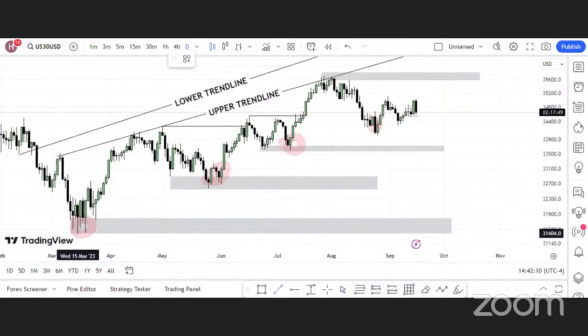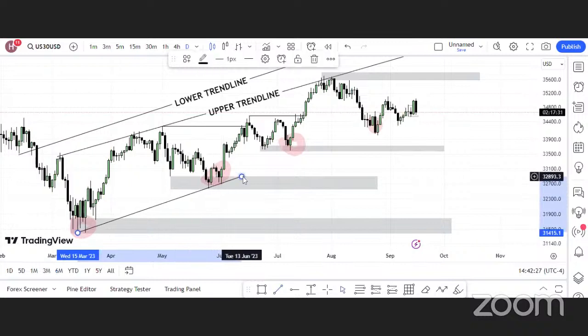If you want to draw a trend line, make sure you have at least two moves that you can connect. This is the first move, this is the second move. So let me connect from my first move to my second move. You see, I connect this and this together. Now I have two moves.